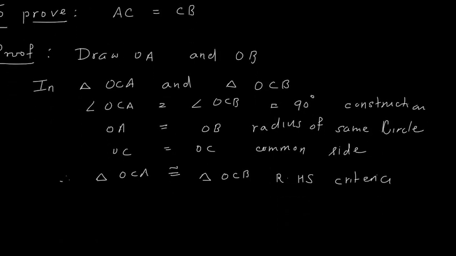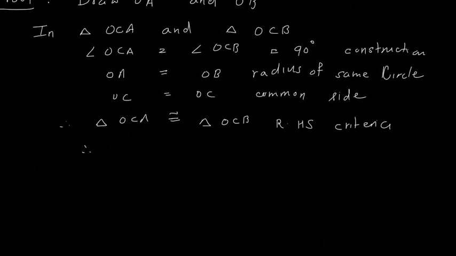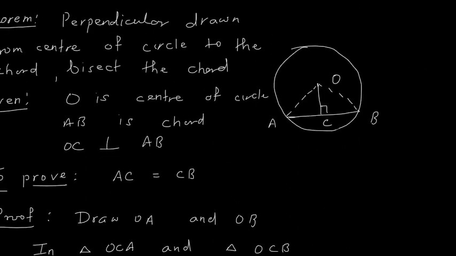Therefore corresponding sides are equal, that is AC is equal to BC. Therefore AC is equal to BC. Hence proved. Okay, so have you understood how I got this AC is equal to BC? Simple. So when I draw a perpendicular from center of circle to the chord, then it bisects the chord. Now what will be the converse of this theorem?